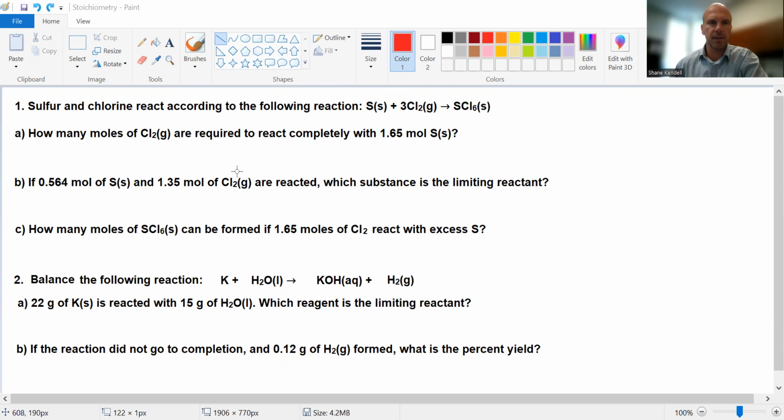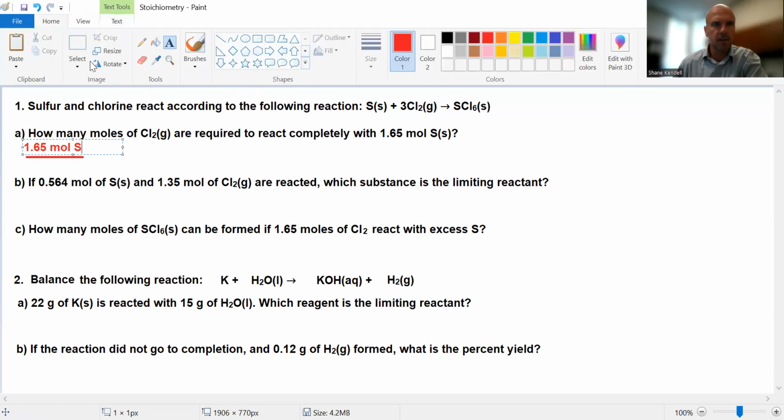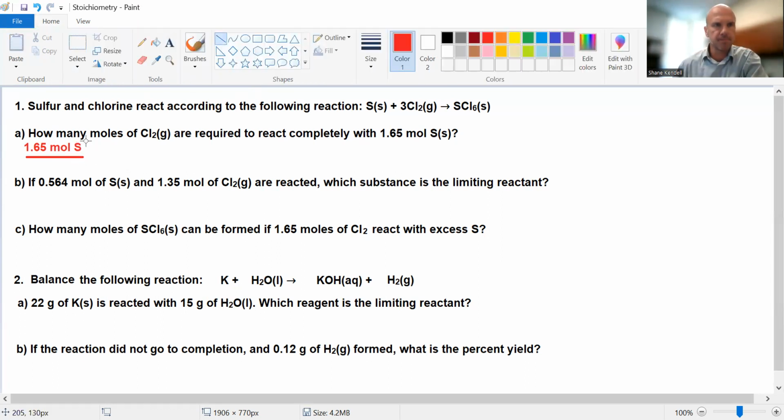Okay, so let's set this up as a problem. How many moles of Cl2 are required to react completely with 1.65 moles of sulfur solid? So I'll put this here, okay, as a first step. And I'm going to have my 1.65 mole of sulfur. Okay, and so then that will react with some amount of chlorine.